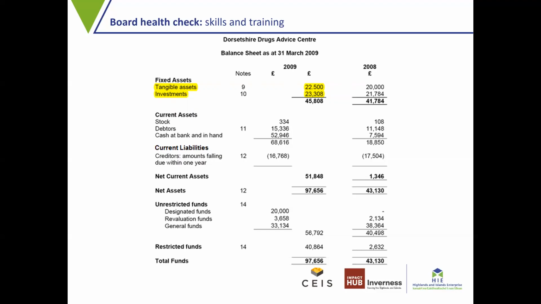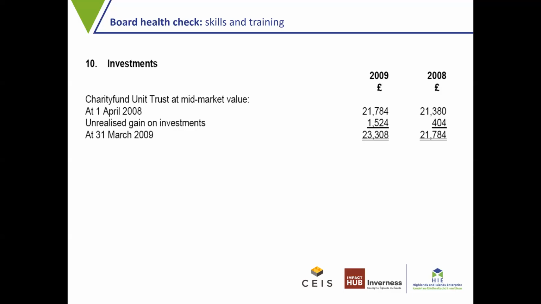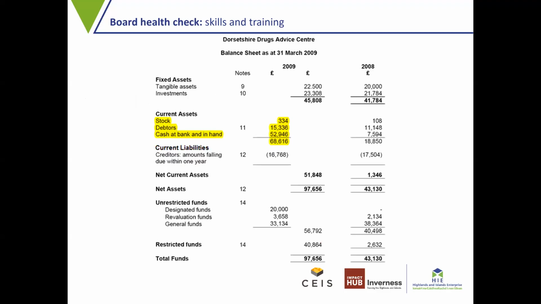The first category to look at is fixed assets, and the detail for the fixed assets is included in notes 9 and 10. Note 9 shows that the tangible assets that the Advice Centre own, in this case office equipment, is currently valued at £22,500. Note 10 shows that the investments made by the Advice Centre are currently worth 23,308. So this brings the total fixed assets to 45,808.